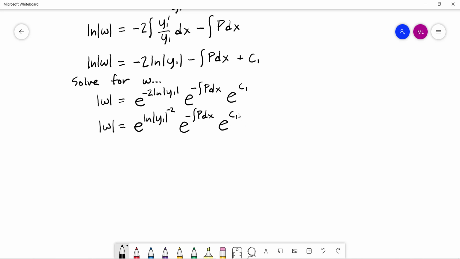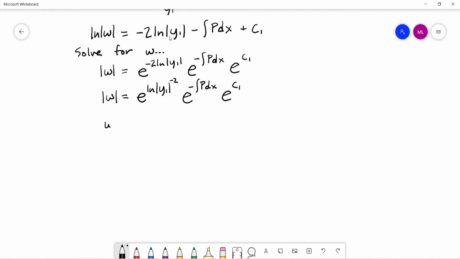So let's just say this is some new constant. It's a constant that allows us to drop the absolute values here, because again, these are all exponentials. E to anything is still going to be positive, whether the power is positive or negative, so we don't need to worry about those absolute values. So what we have is w is equal to some new constant, we'll call it c2. E to this natural log, they cancel. I'm just going to have basically absolute value of y1 to the -2 power. And then we've got e to the negative integral of p dx.